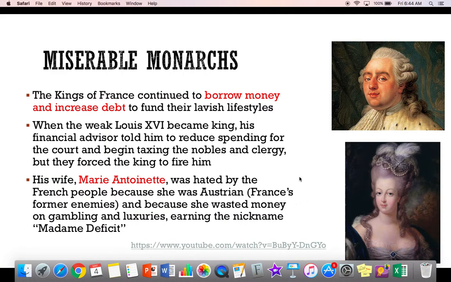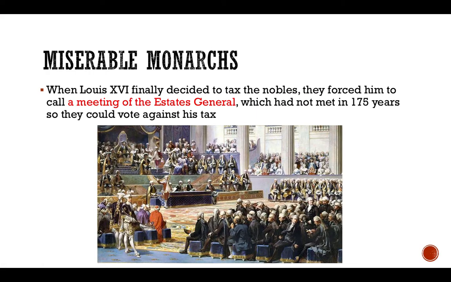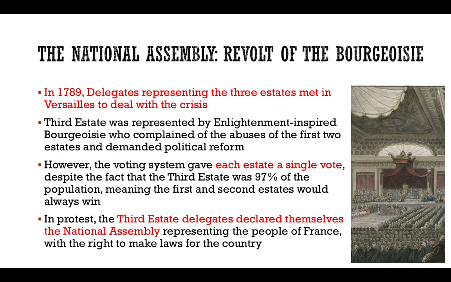All right, so that was a little bit about Marie Antoinette. Of course, that was a Hollywood spin, but there was lots of historical content in it. When Louis XVI finally decided to tax the nobles, they forced him to call a meeting of the Estates General, which had not met in 175 years, so they could vote against his tax.